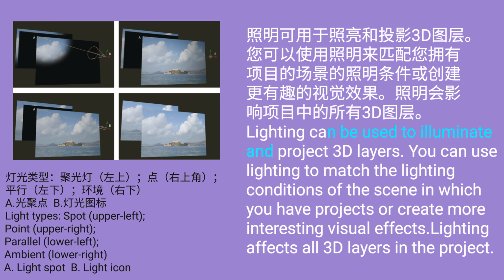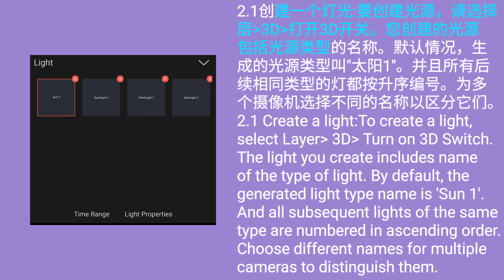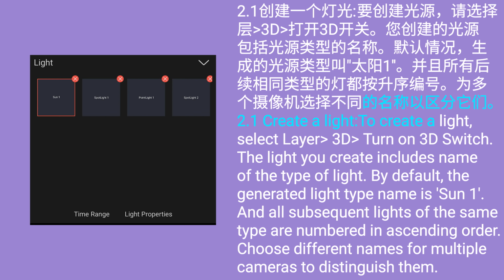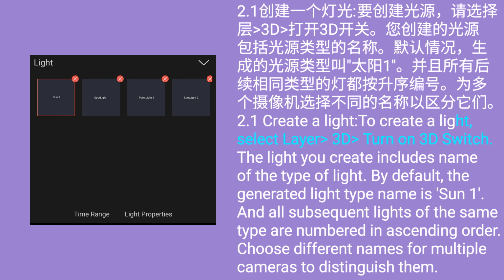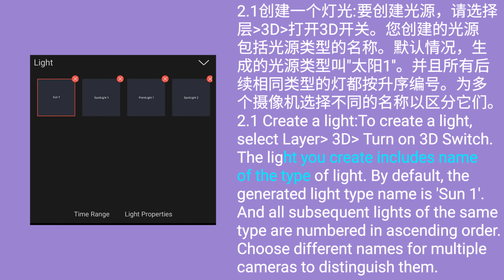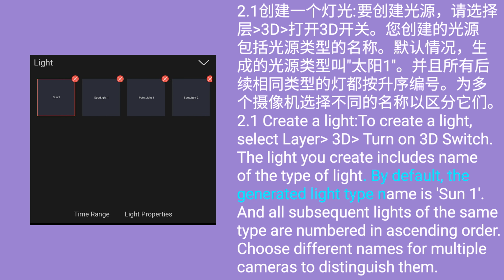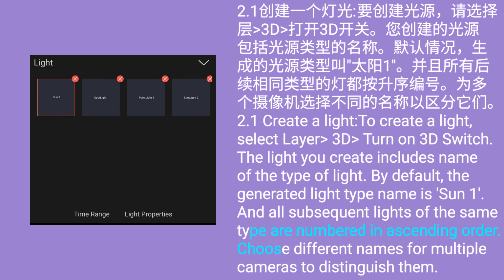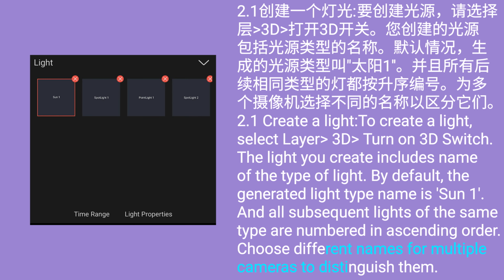You can use lighting to match the lighting conditions of the scene in which you have projects, or create more interesting visual effects. Lighting affects all 3D layers in the project. Create a light. To create a light, select Layer, 3D, turn on 3D switch. The light you create includes the name of the type of light. By default, the generated light type name is Cell 1, and all subsequent lights of the same type are numbered in ascending order. Choose different names for multiple lights to distinguish them.